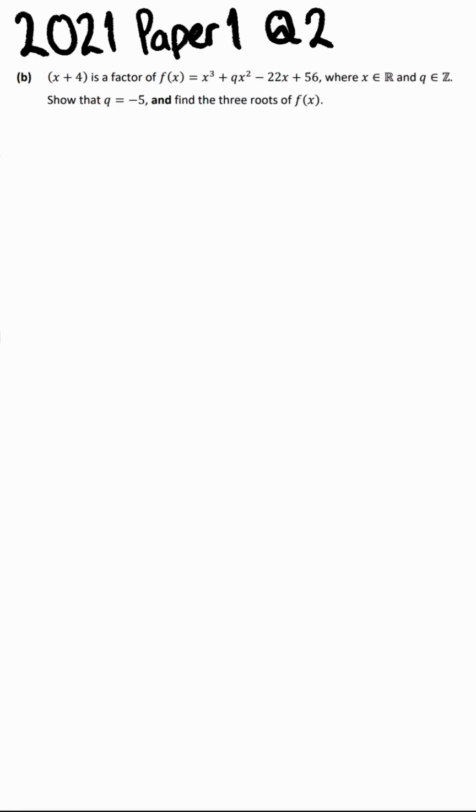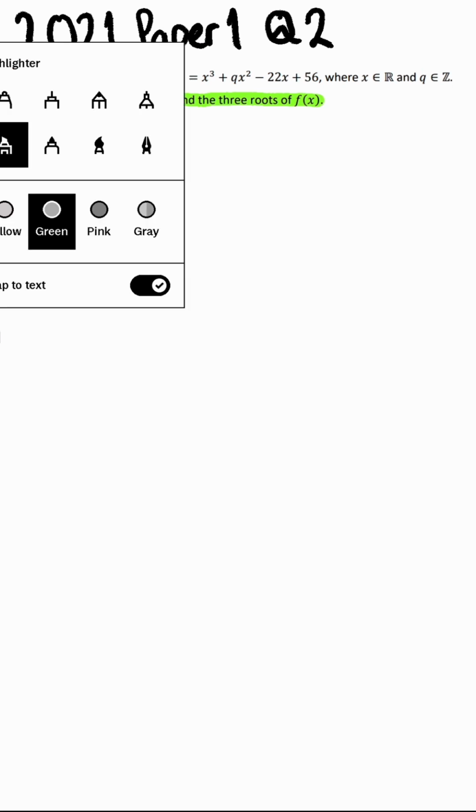Hello everyone, today we are going to be taking a look at 2021 higher level paper 1 question 2 part B. So this question is broken down into two parts. First we have to show that q is equal to minus 5, and we also have to find the three roots of our function f of x. So let's get straight into it.